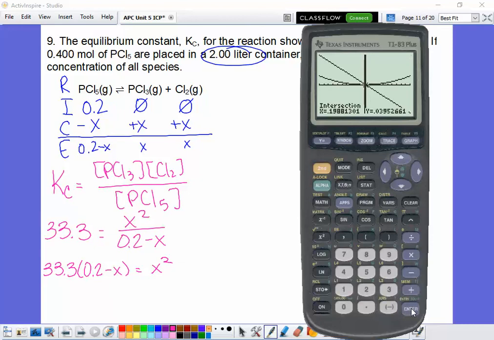Enter. So enter, enter, enter. And it tells us that this intersects at x equals 0.198-something, and 0.0395 for the y. We don't care about the y. We only care about the x. So our x is 0.199.